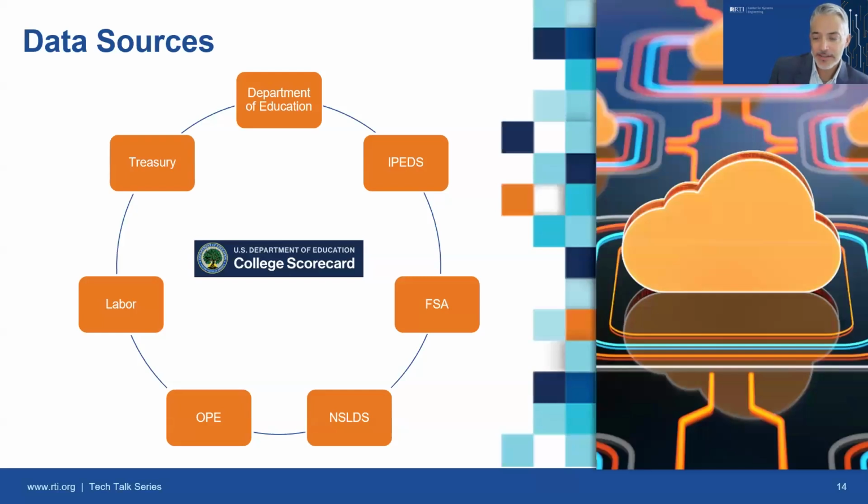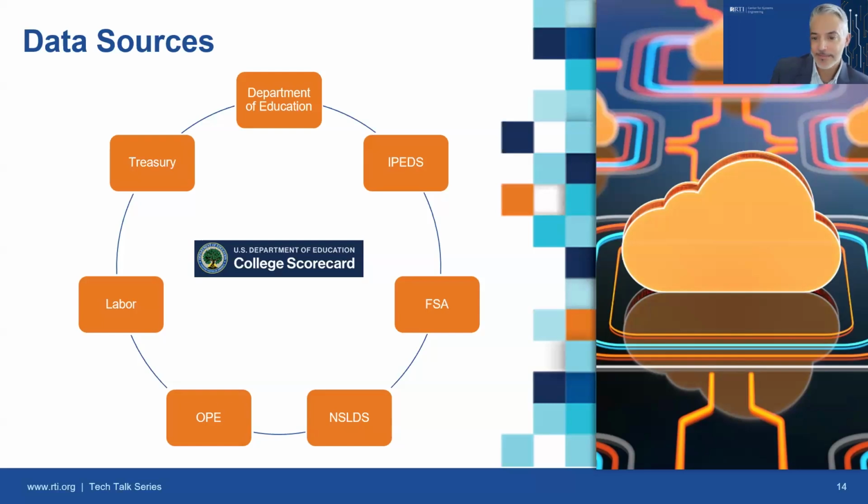As I mentioned, this is a merged data set, and you can see here the various sources that are combined with IPEDS data, including data about financial aid, student loans, and earnings. It should be noted that this data set is limited only to those who have received federal student aid.